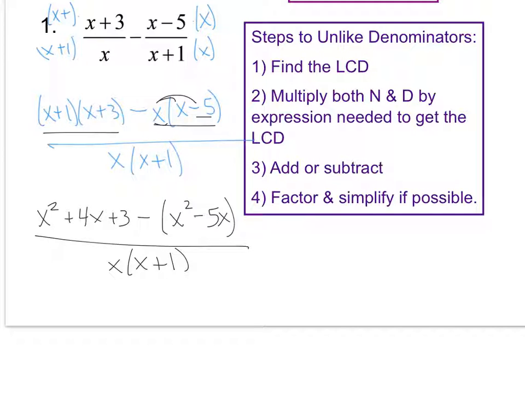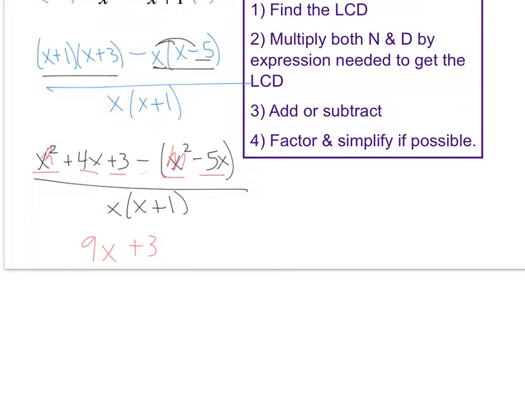So now if I look to simplify here, I have x squared minus x squared, so those cancel out. I have 4x minus negative 5x, which is really adding, which is 9x. I have 3 minus 0, so that's just plus 3, all over x times x plus 1.